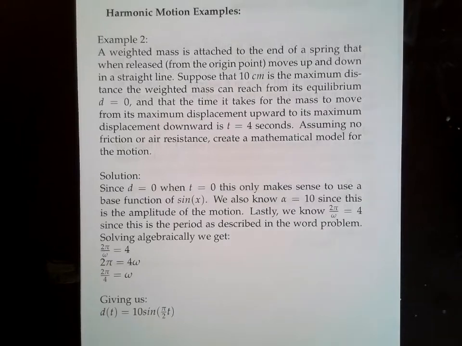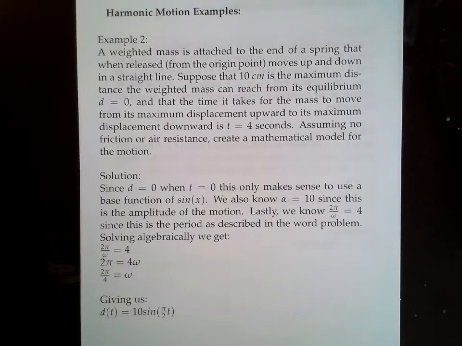So let's look at an example which is a little bit more complicated. Example 2: we have a weighted mass attached to the end of a spring that, when released from the origin point, moves up and down in a straight line. Suppose that 10 centimeters is the maximum distance the weighted mass can reach from its equilibrium at d equals 0, and the time it takes for this mass to move from its maximum displacement upward to its maximum displacement downward is t equals 4 seconds.